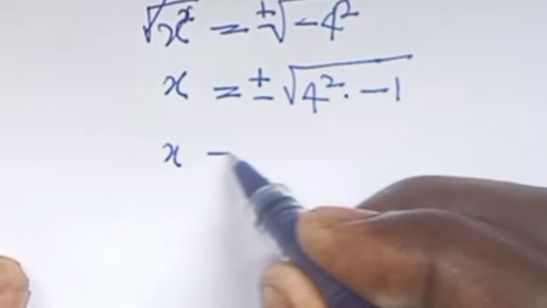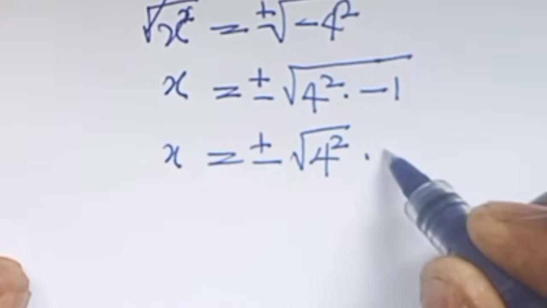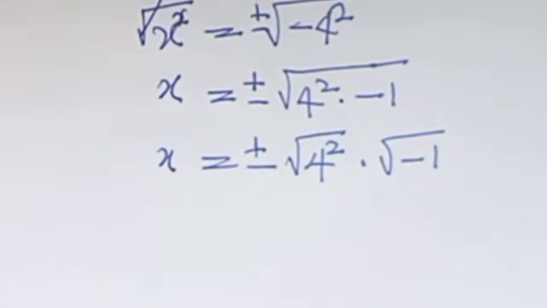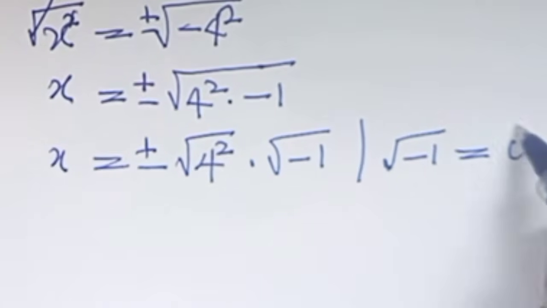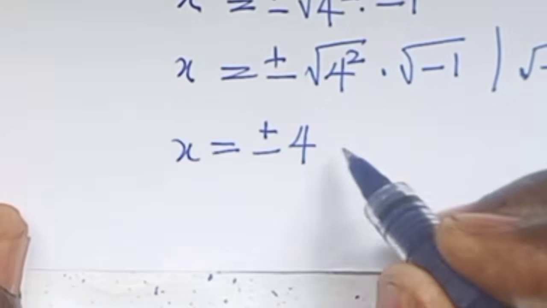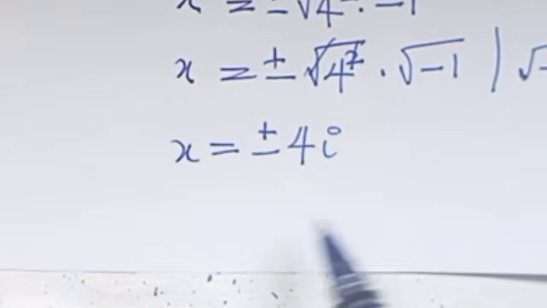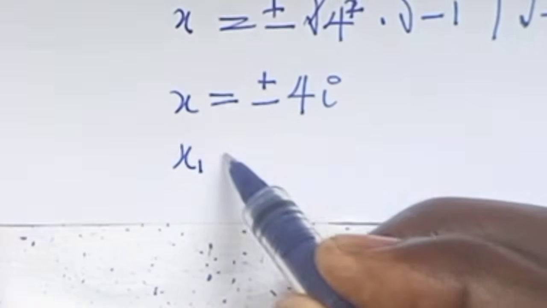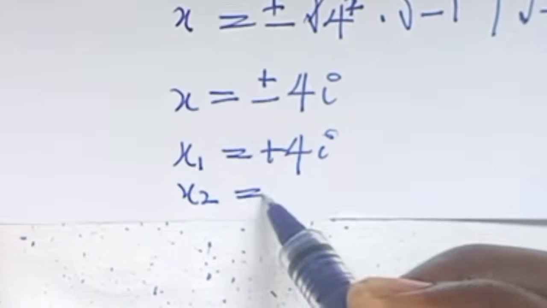So that x will be equal to plus or minus square root of 4 to the power of 2 times square root of minus 1. But square root of minus 1 is given as i. So that x can be equal to plus or minus 4i, since the square and square root will cancel out. So from here we have x1 equals plus 4i and x2 equals minus 4i.